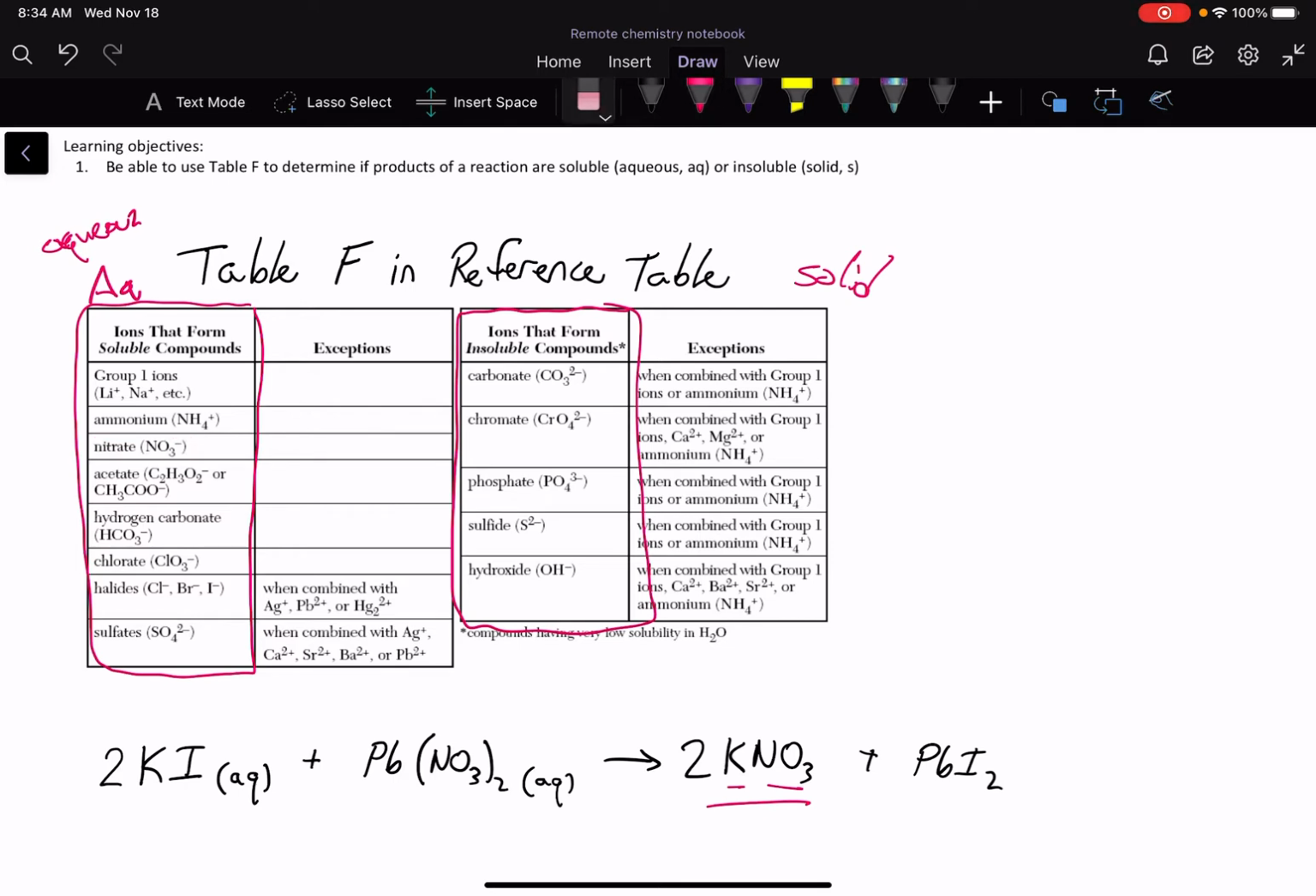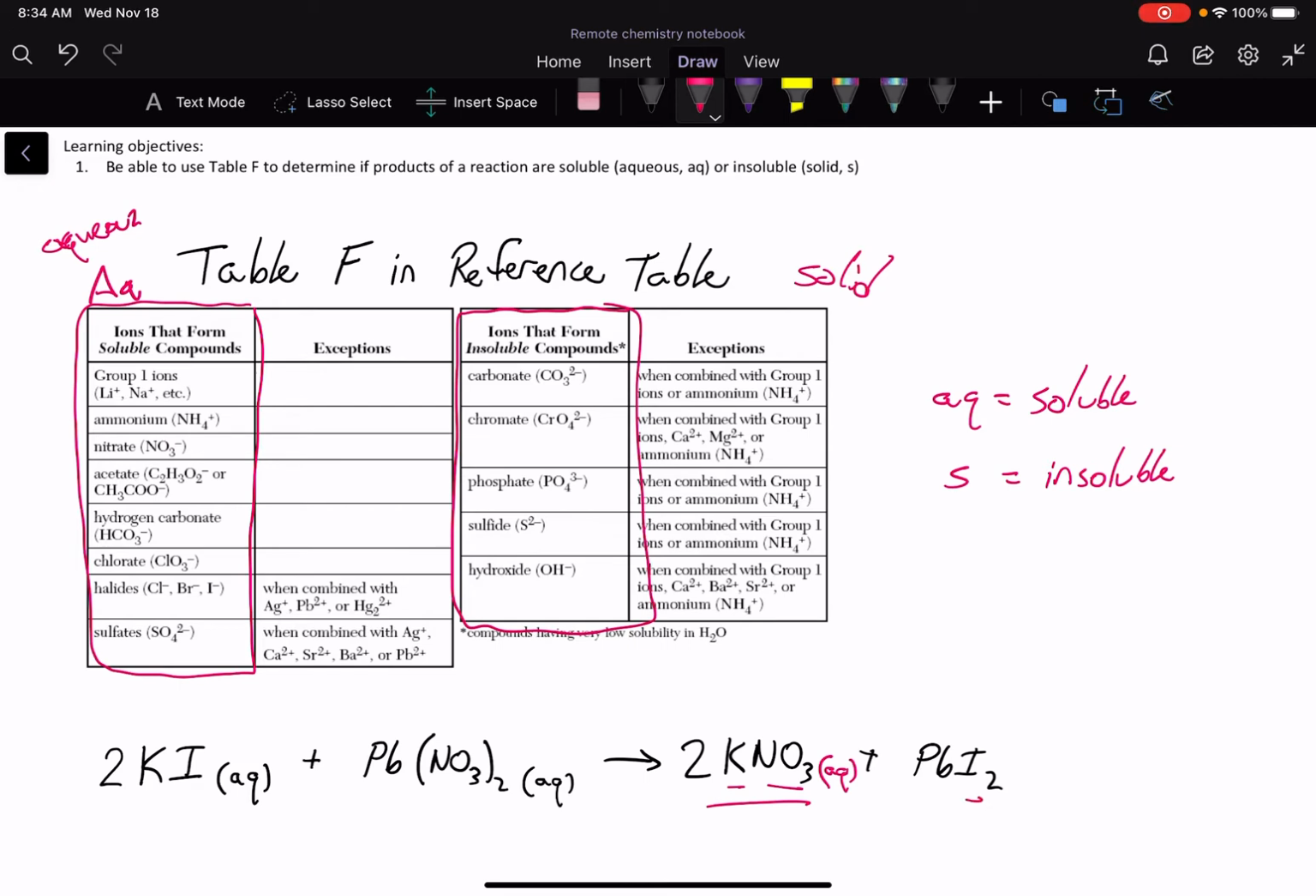So based on that, we can assume that potassium nitrate is going to be aqueous because it is soluble. It's going to dissolve in water. So just remember, aqueous is soluble. And then if something is a solid, that is insoluble. So don't get these S's mixed up because they don't mean the same thing.